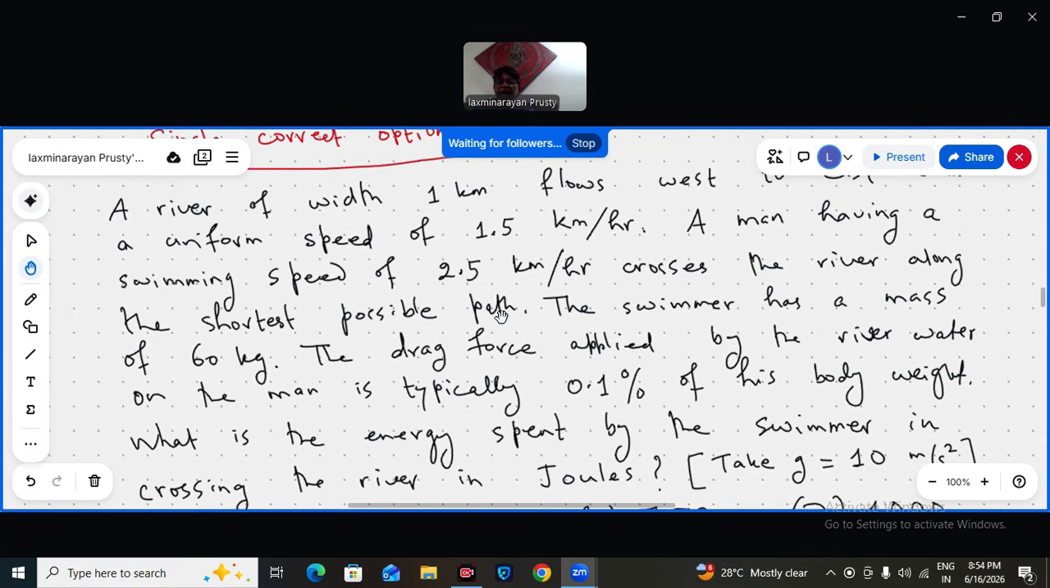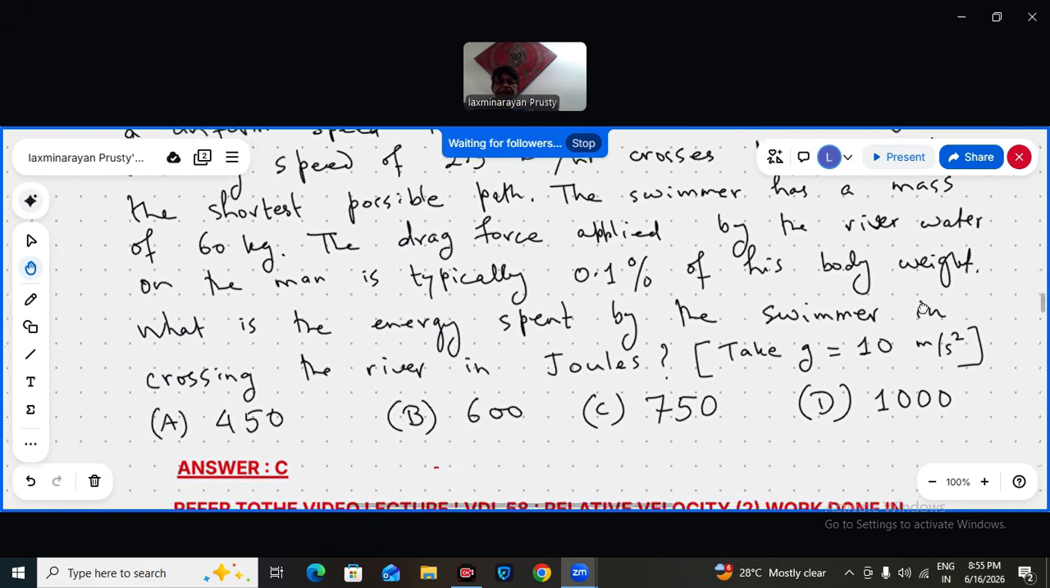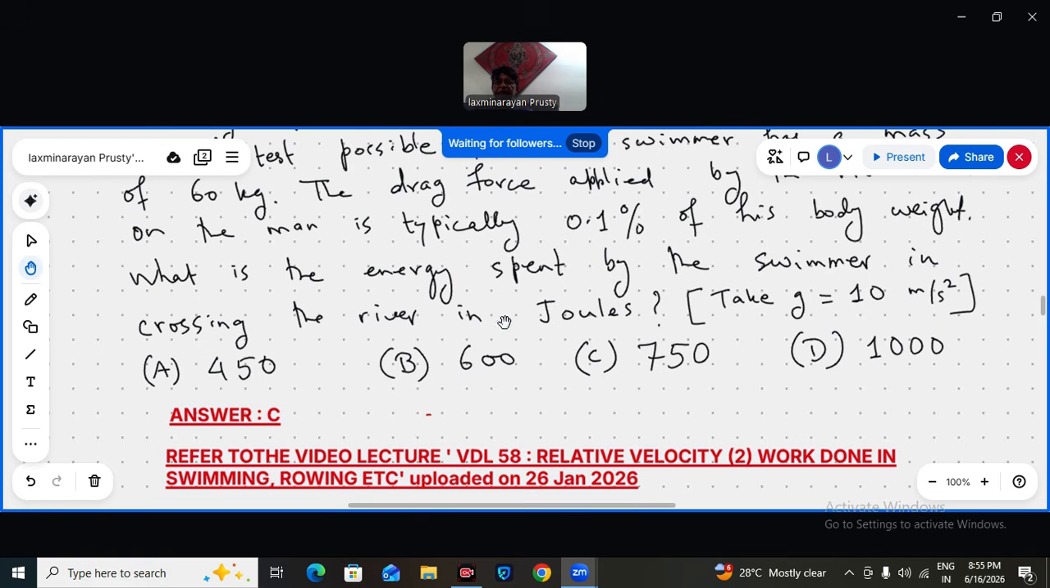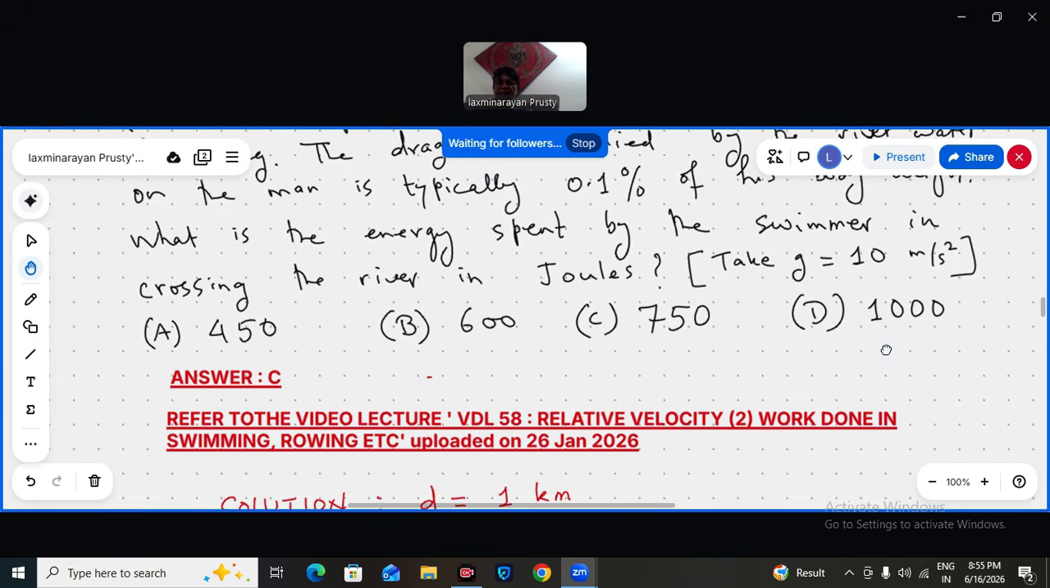He crosses the river along the shortest possible path. The swimmer has a mass of 60 kg. Why is the mass given? Let us see. The drag force applied by the river water on the man while swimming is typically 0.1% of his body weight. That's why the mass I gave. What is the energy spent by the swimmer in crossing the river in joules? G is equal to 10 meter per second square. I gave 4 options in joules: 450, 600, 750, 1000. Which one is correct?